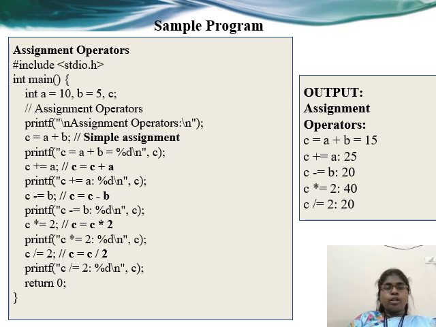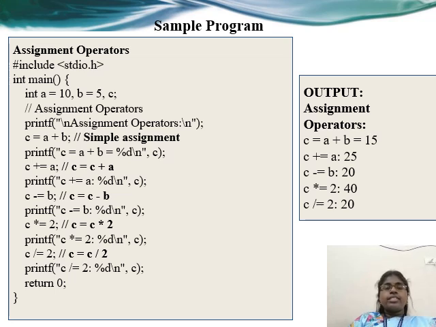Let's discuss the example program of the assignment operator. You must include the header file #include <stdio.h>, the standard input output header file. Then we go to the main function, int main. Then go to the function body of the main function. We declare the values as integers: int a = 10 and b = 5, and c is a variable. Then we go to the assignment operators.